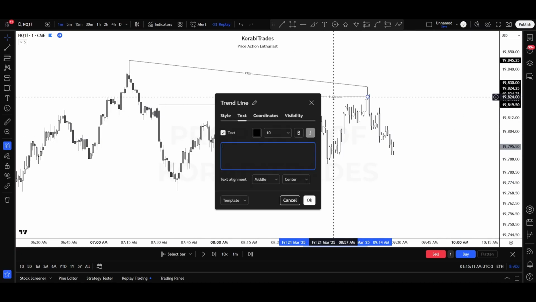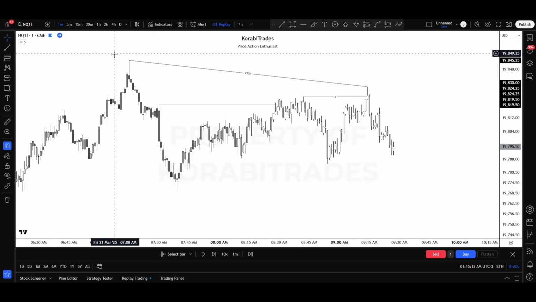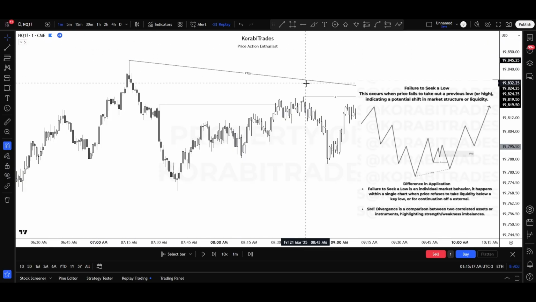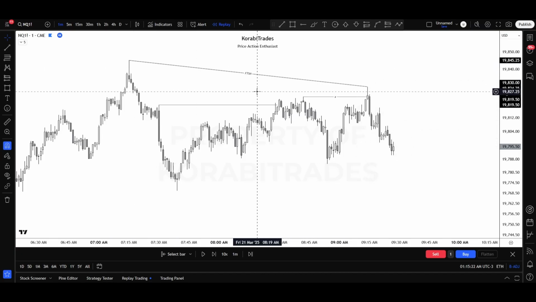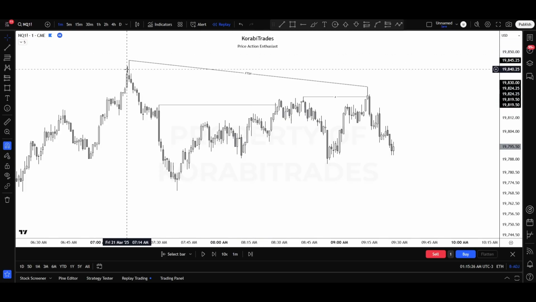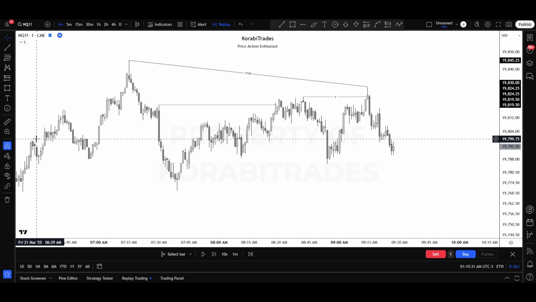What I like to do here is I'll mark an X for my internal, my failure to seek high. Now, essentially what a failure to seek high does, it's not SMT because we're not correlating between two, like for example, ES and NQ. This is just for NQ only. So this would be a failure to seek high only on NQ. So what this does essentially is stabilizes your bias, number one.